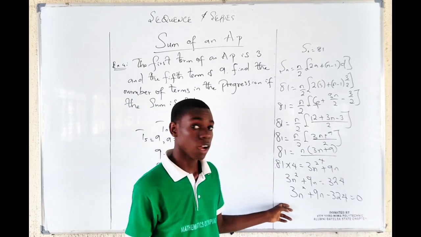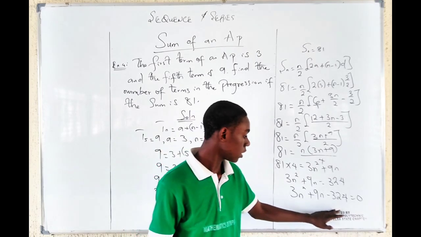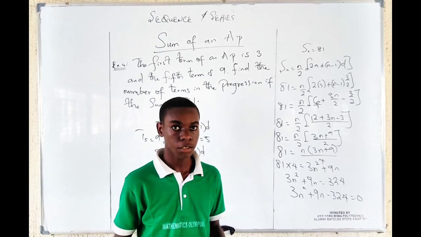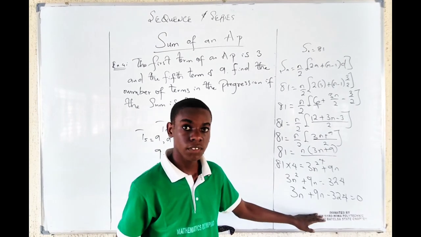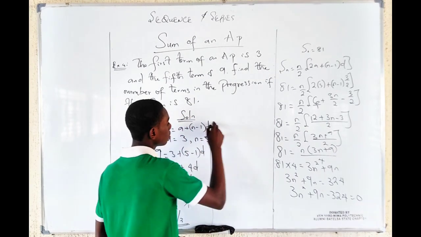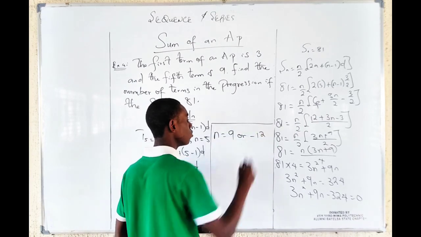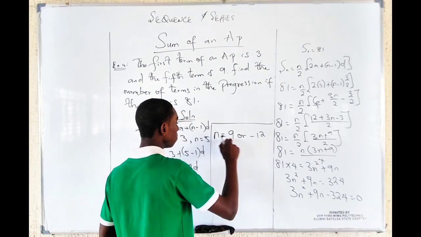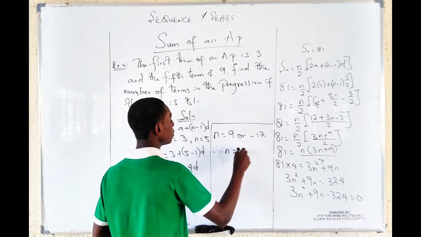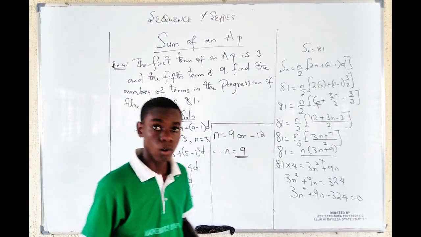Now if you solve this, you are going to have two answers. I'm going to take the positive answer and do away with the negative answer. So go and watch my previous video on how to solve quadratic equations using any method. I'll just go straight to the point by giving the value of n. n will be equal to 9 or minus 12. So I'm taking the positive one and leaving the negative one. So finally, the number of terms will be 9. And that gives the correct answer to this question we have here on the board.